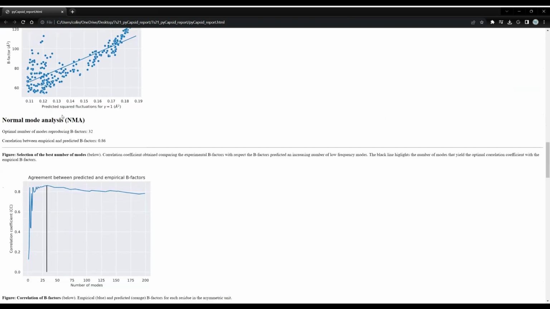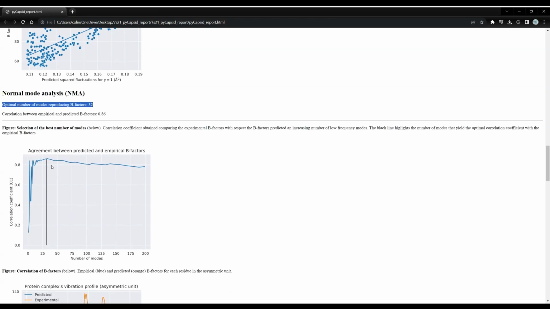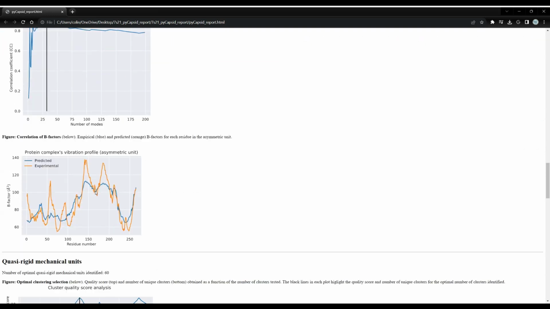The normal mode analysis section, or NMA section, provides the results of the low-frequency mode calculations. This includes the number of low-frequency modes that yielded the best correlation coefficient between experimental and simulated b-factors, as well as a plot comparing these b-factors as a function of the residue number.